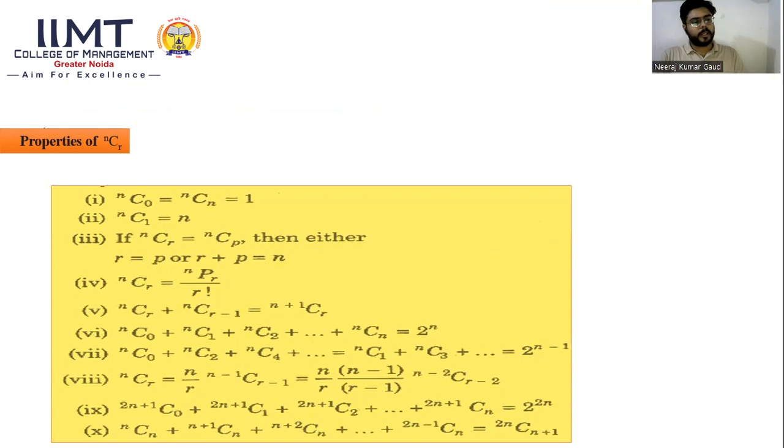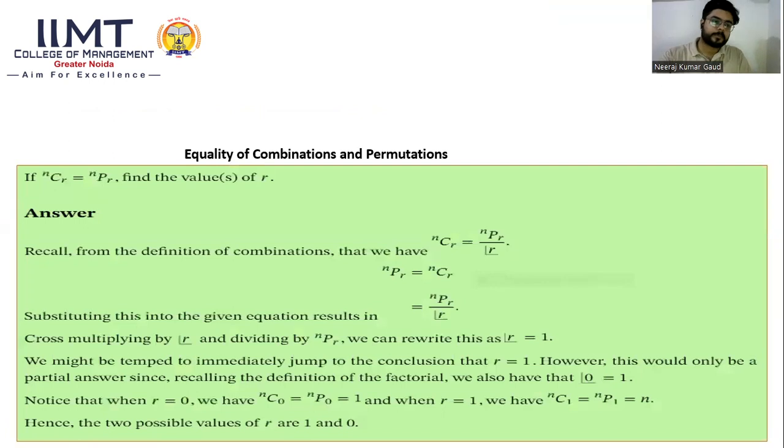The last property: nCn + (n+1)Cn + (n+2)Cn and so on up to (2n−1)Cn, which comes out to be (2n)C(n+1). Now, equality of combination and permutation.